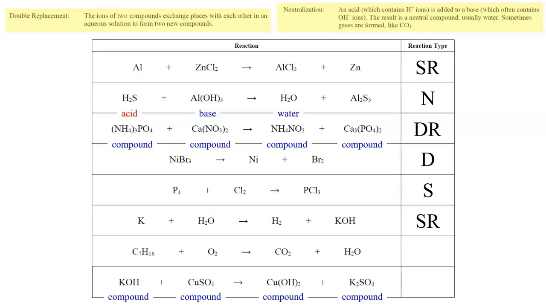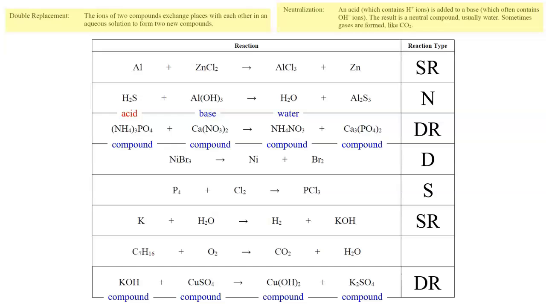So we have two compounds on the left, two compounds on the right, no obvious signs of an acid reacting with a base, and I don't see water being produced. So that would be getting the label double replacement, which is DR. Now, we've talked about synthesis, decomposition, single replacement, double replacement, and then that very specific example of an acid reacting with a base, which is known as neutralization.